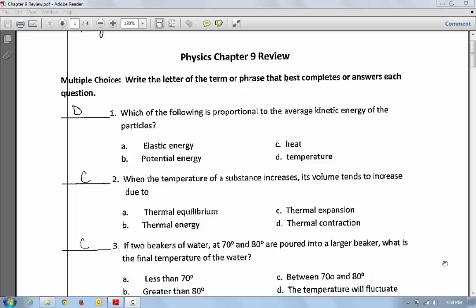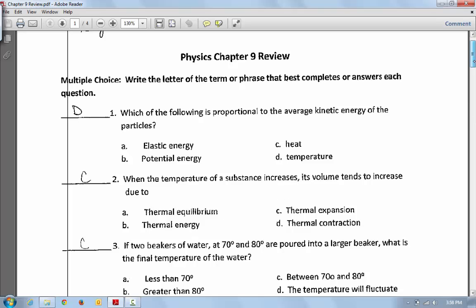Alright, in this video I'm going to go through the review for Chapter 9. So, temperature is a measure of the average kinetic energy of the particles. When the temperature of a substance increases, then the volume increases due to thermal expansion.